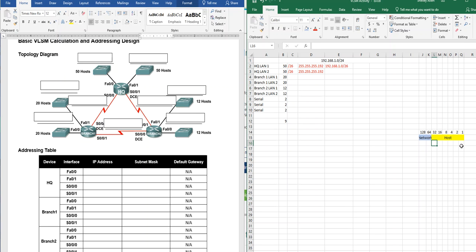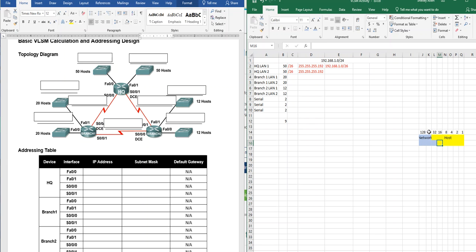So 1, 2, 3, 4, 5 bits. So 5 bits would be your host. We would have 3 bits for network. See if I can shade this in correctly. So if you have 5 bits, 1, 2, 3, 4, 5, then you have your 3 bits for your network number.